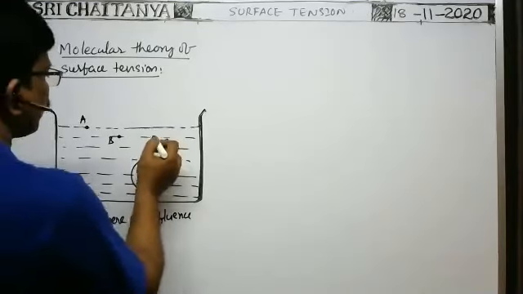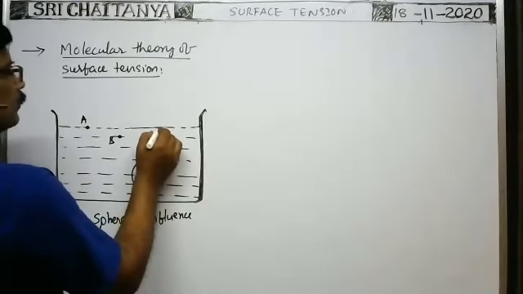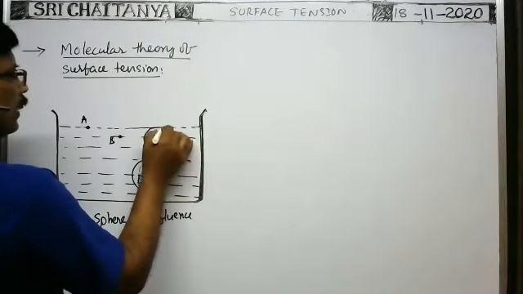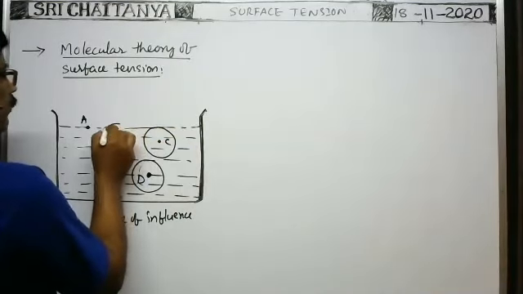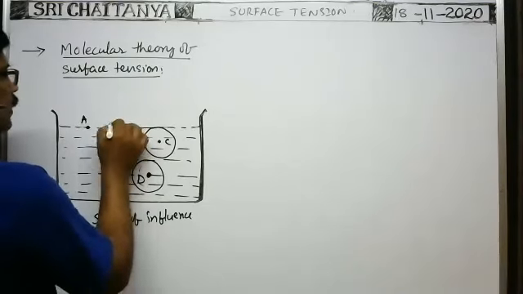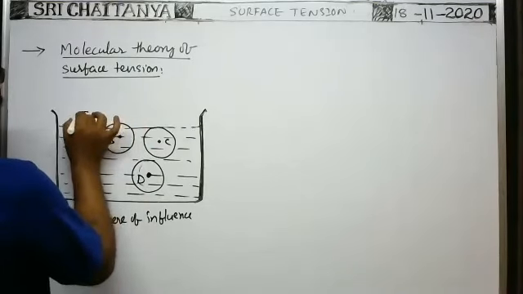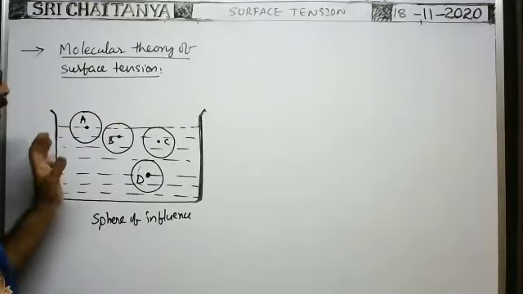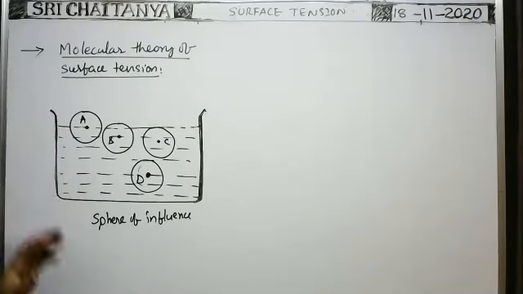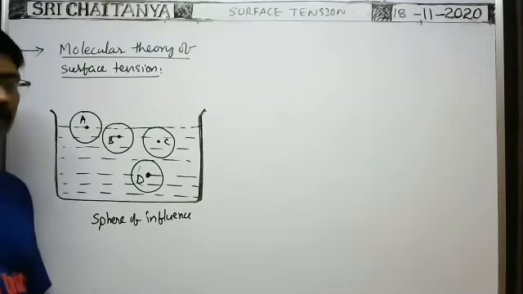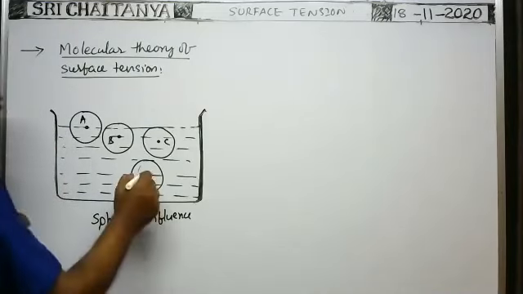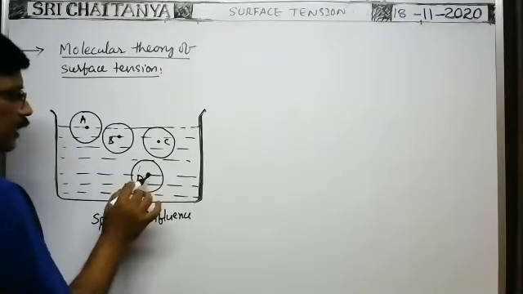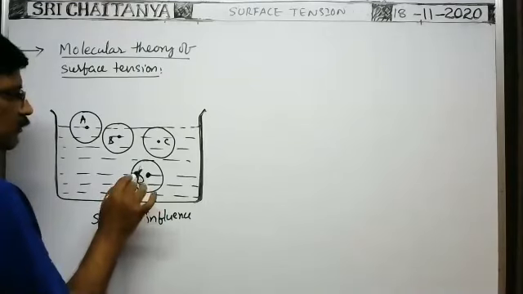So here also you consider the sphere of influence. Here also, same. It is one more sphere of influence. It is another sphere of influence. All spheres of influence must be the same size. In this way, we consider the different spheres of influence. You see, in this sphere of influence, the molecule at the center is represented with D.